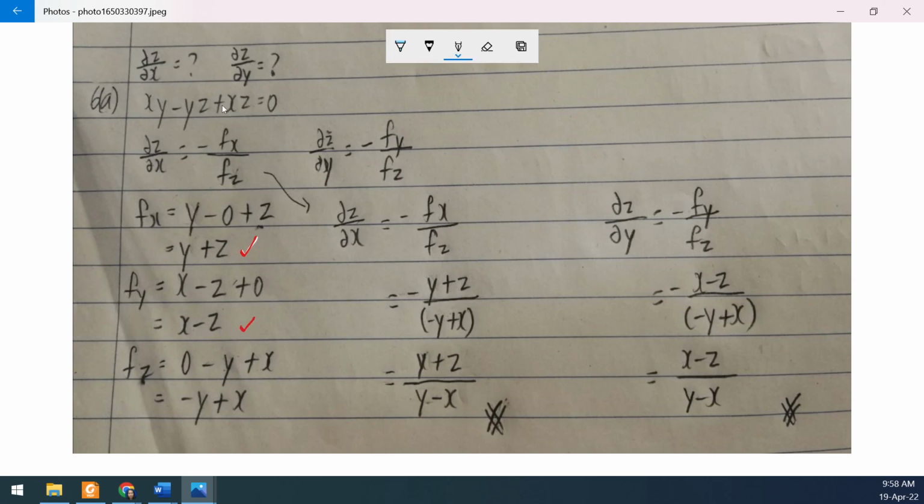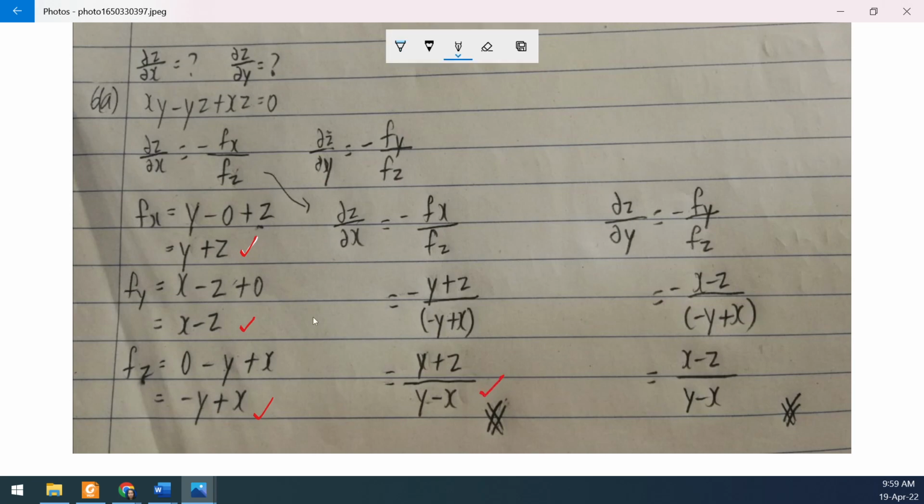Okay, fz, when you differentiate with respect to z, x and y are constant. So first term, you get 0. Second term, differentiate with respect to z, y is constant, you get negative y. Third term, differentiate with respect to z, x is constant, you have x. So negative y plus x. Okay, then you just plug into the formula. Negative, and then fx is y plus z, fz is negative y plus x. So you multiply the negative to the denominator, so you get y minus x.